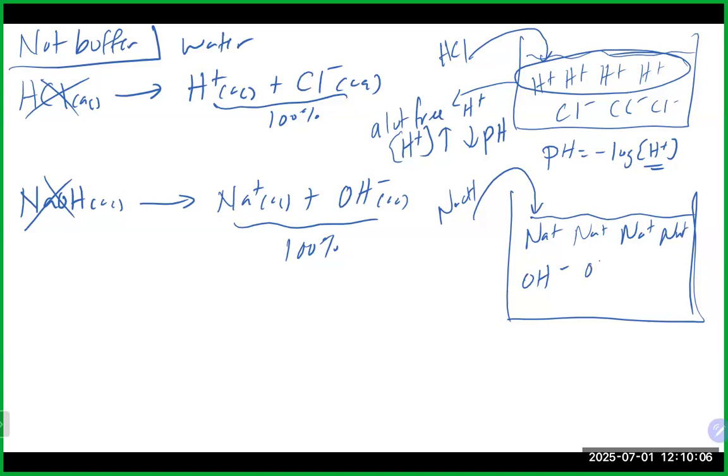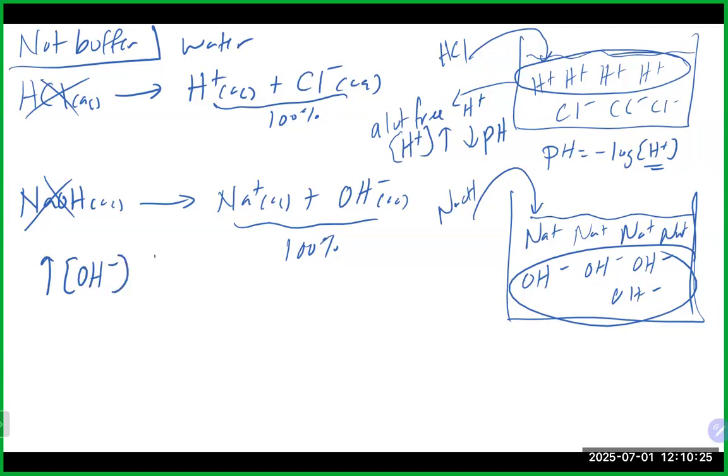But really bad for the pH is the other thing that would be created, which is a bunch of free hydroxide. So by adding that strong base to water, which is not a buffer, you're going to see the amount of hydroxide increase. So the concentration of hydroxide will go up. And remember that H plus is tied to that. So by contrast there, the H plus concentration will actually go down. And the result of that is your pH will go up.